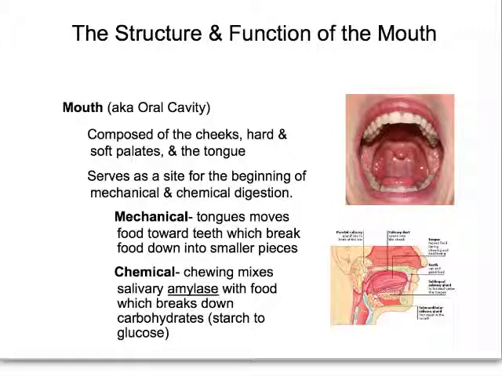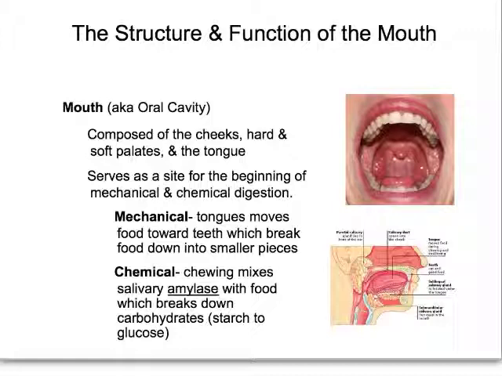So for mechanical digestion, remember it's taking big pieces and making them smaller. The tongue is going to move the food towards the teeth, which break the food down into smaller pieces as you chew. We also have chemical digestion going on in the mouth. Salivary amylase is an enzyme that is going to mix with the food, and amylase is an enzyme that breaks down carbohydrates.